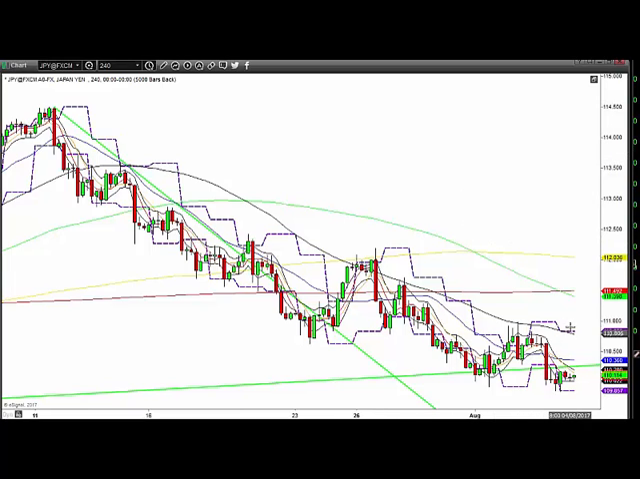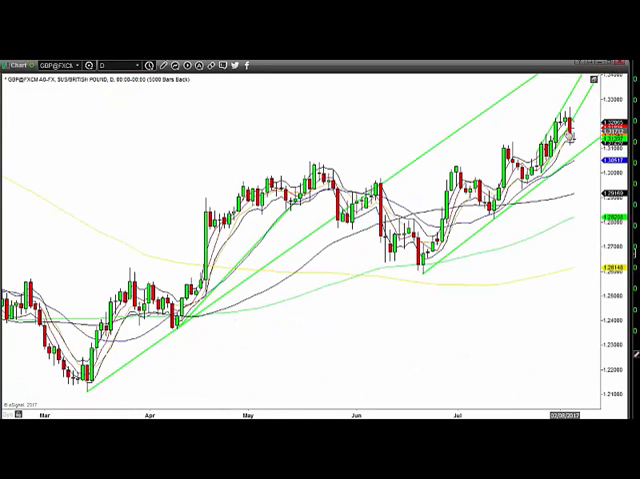So I'm looking for any excuse basically after the news. If the yen was to fire up, then I'll be looking for excuses to get some units in on the dollar yen. Likewise, if the euro fires down, I'm looking for excuses to get short.